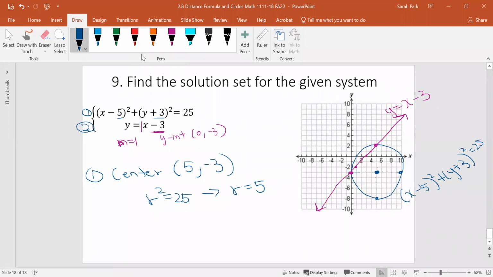Okay, so let's see where these two graphs intersect. They intersect at this point, which is 0, negative 3. And also at this point, it looks like 5, 2. So the solutions for this given system are 0, negative 3 and 5, 2. If you don't like doing it using the graphing method, you can also use the substitution method and substitute x minus 3 in for this y and solve it using algebra.